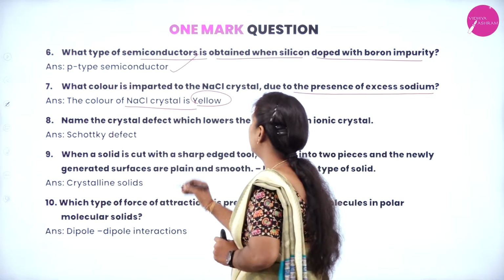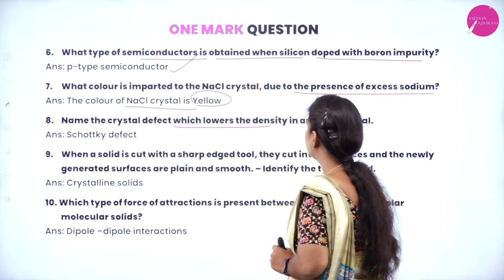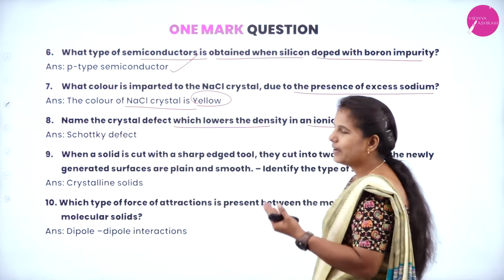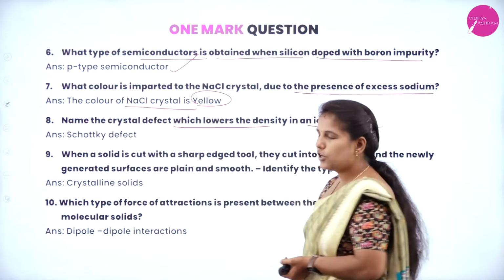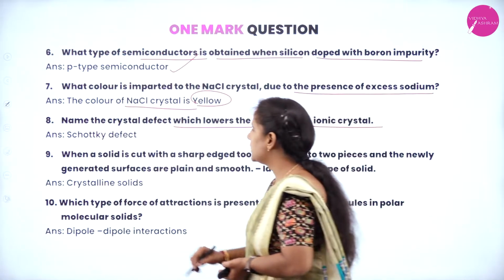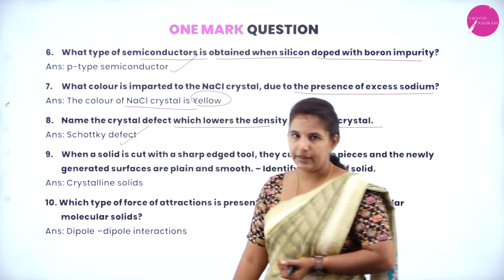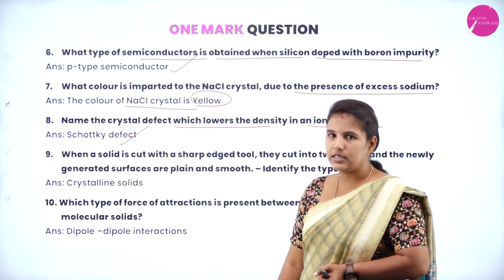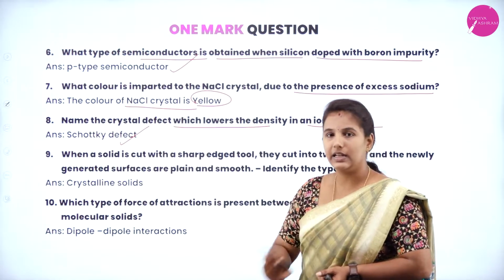Name the crystal defect which lowers the density of an ionic crystal. Which defect lowers the density of an ionic crystal? Obviously, it is the Schottky defect. Whereas in the Frankel defect, there will be no change in the density. Hope you remember this while writing the differences.